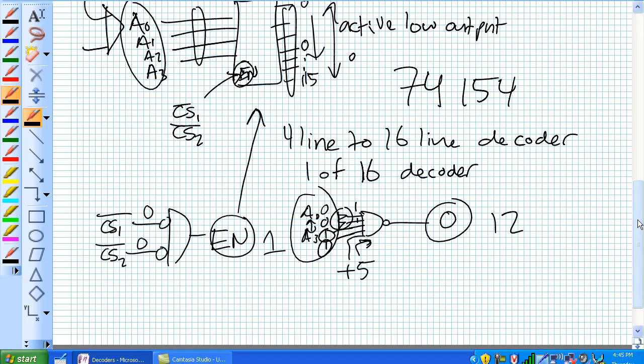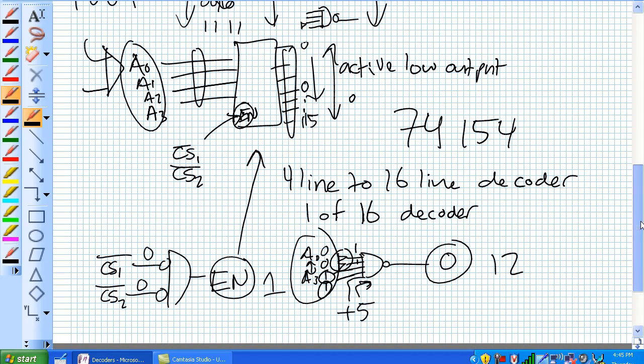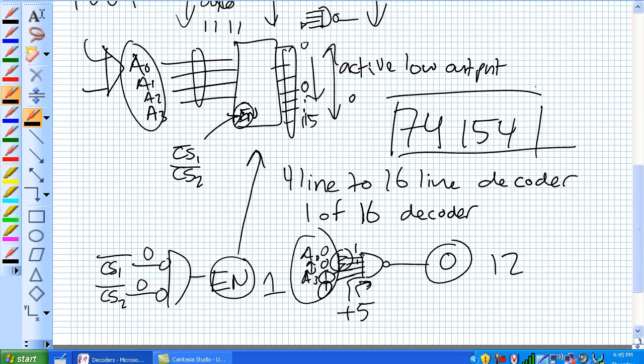So basically just chip selects, they both have to be 0 for this chip to be enabled to put an output. Basically enabling allows it to have an output, disabling, no output. Okay, quick note, while I'm on the 74154, I don't have to go into this right now in much detail, but we're going to go back into this later.